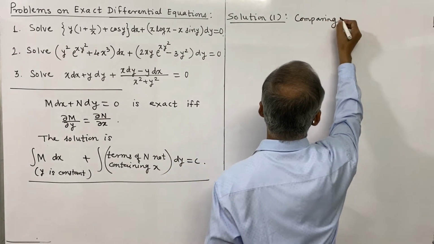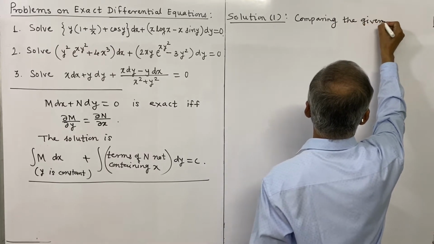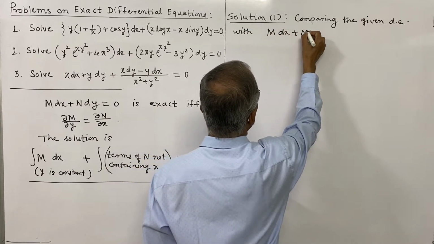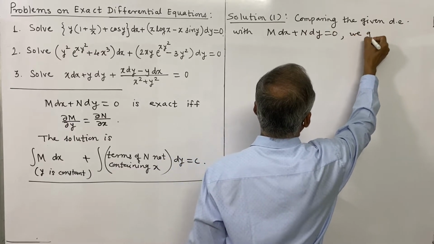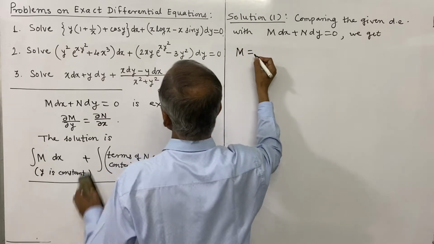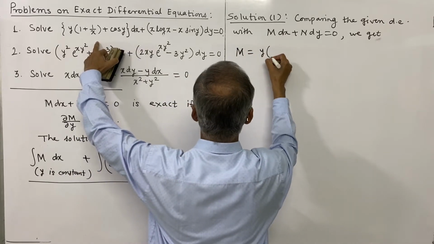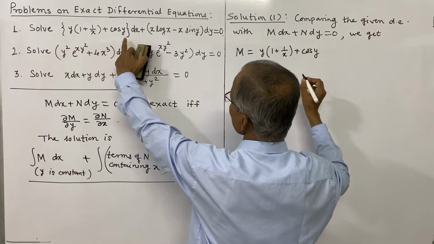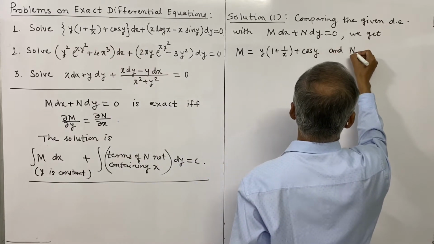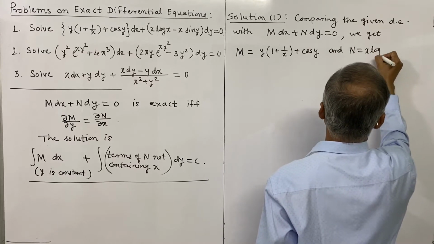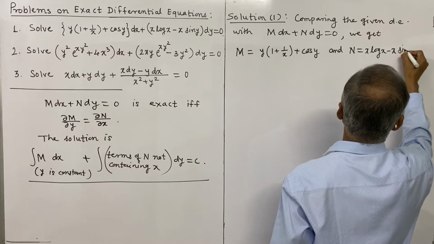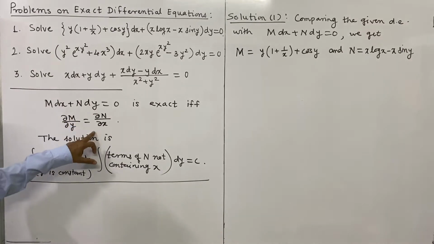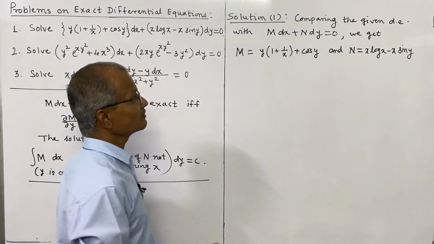Comparing the given differential equation with M dx plus N dy equal to 0, we get the value of M, the coefficient of dx, as y into (1 plus 1 upon x) plus cos y. This much is M, and N is x plus log x minus x sin y. This much is N. We shall first check whether the partial derivative of M with respect to y is equal to the partial derivative of N with respect to x or not, and that is the necessary condition.